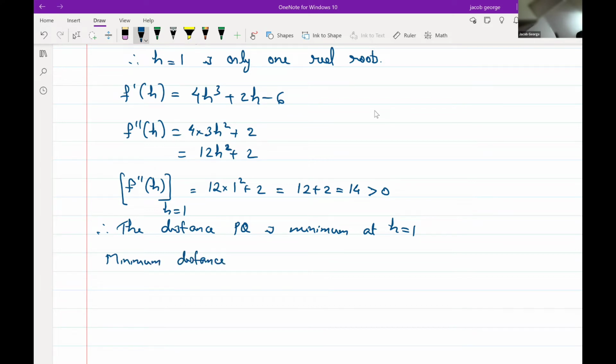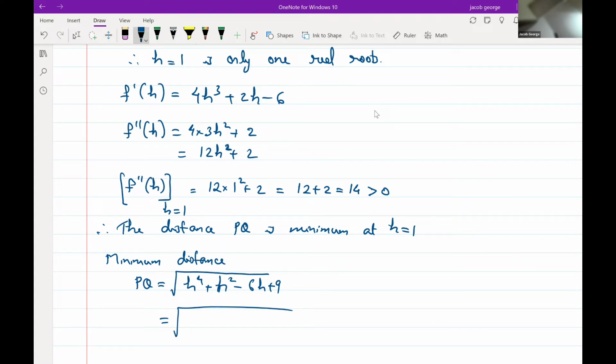according to this question, we will write the minimum distance. This was the minimum distance expression, root of, we have simplified and got like this, h raised to 4 plus h square minus 6h plus 9. In the above step, it is there. So from this step only we have done the squaring and all. So here we will substitute h is equal to 1. Then what do you get?